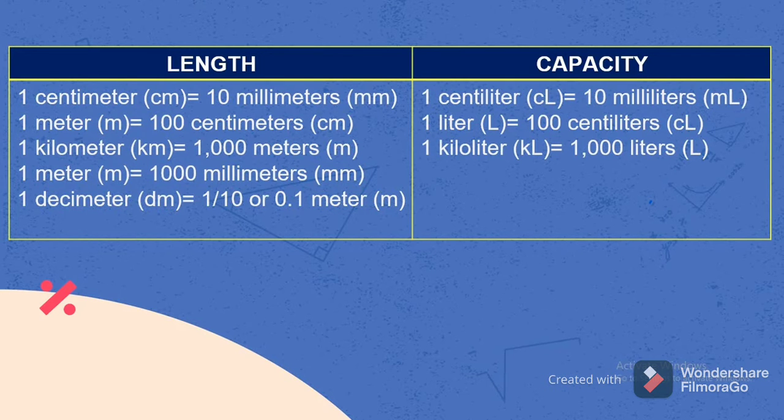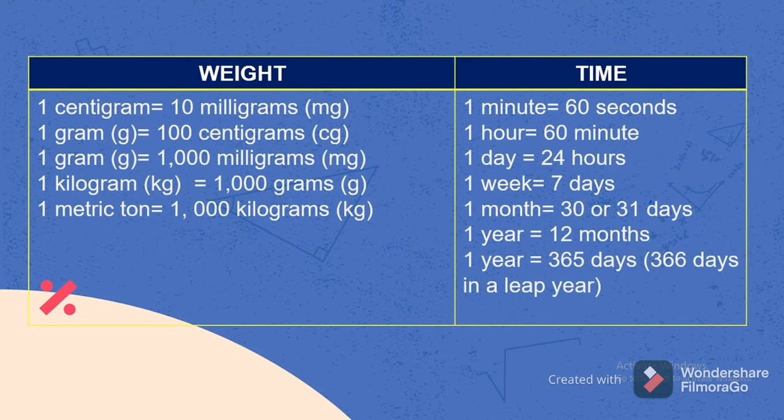And for the capacity, we have 1 centiliter, or cl, is equal to 10 milliliters. 1 liter is equal to 100 centiliters. 1 kiloliter is equivalent to 1,000 liters. For weight, the common conversion factors are: 1 centigram is equivalent to 10 milligrams, 1 gram is equal to 100 centigrams, 1 gram is equal to 1,000 milligrams, 1 kilogram is equivalent to 1,000 grams, 1 metric ton is equal to 1,000 kilograms.